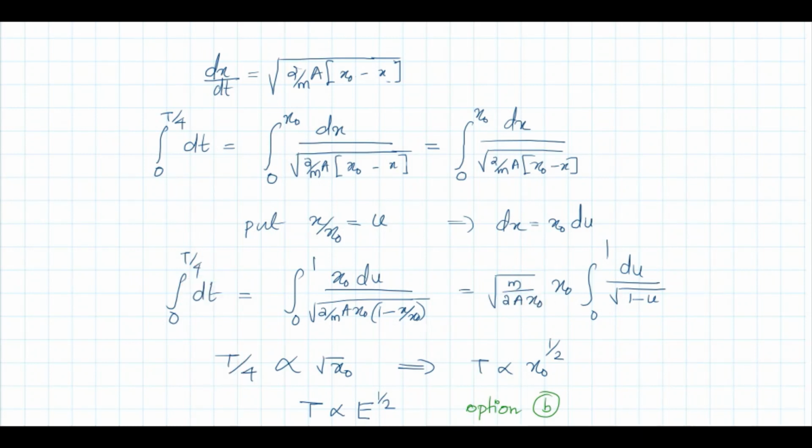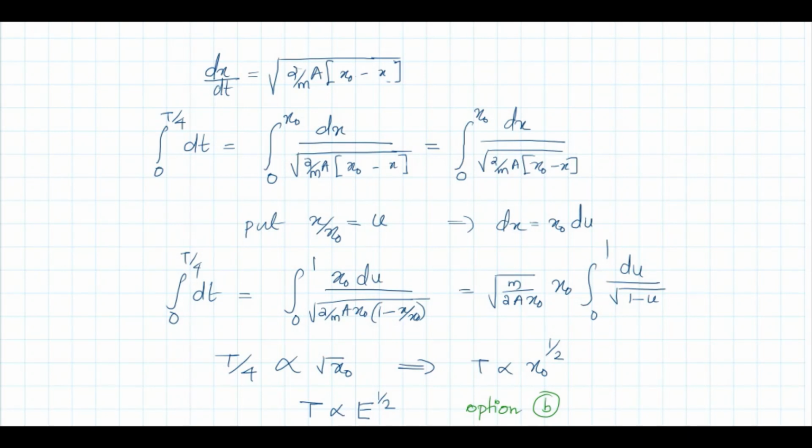So one fourth of the period is proportional to this: here you have an x naught in the numerator and a root x naught in the denominator. So that will give you root x naught in the numerator. So T by 4 is proportional to root x naught.